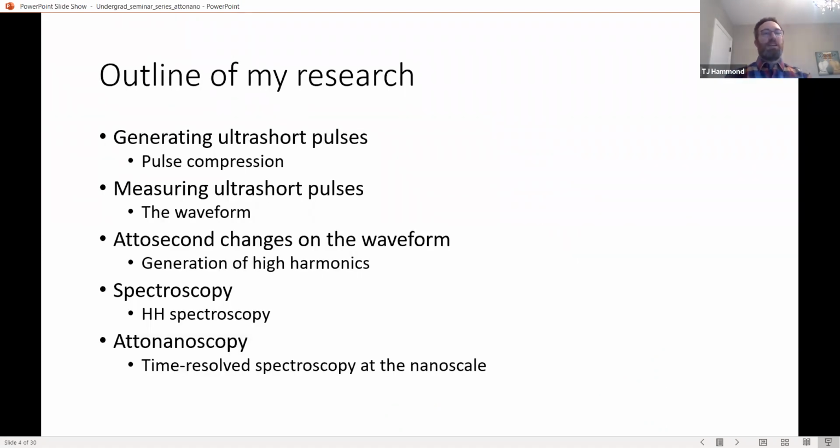So the outline of my research is trying to generate these ultra short pulses. So how do we get really, really short pulses so that we can actually make these measurements? And how do we measure these ultra short pulses.